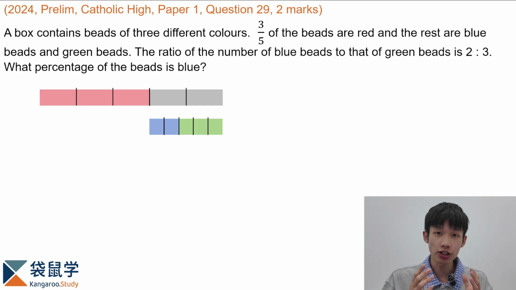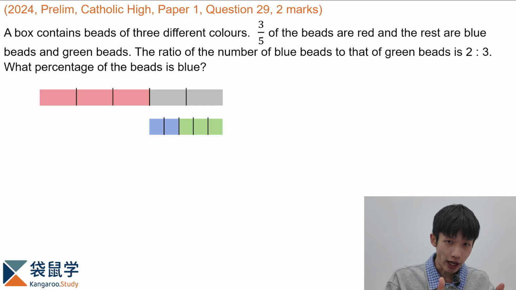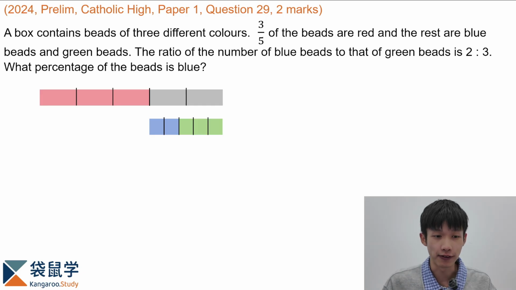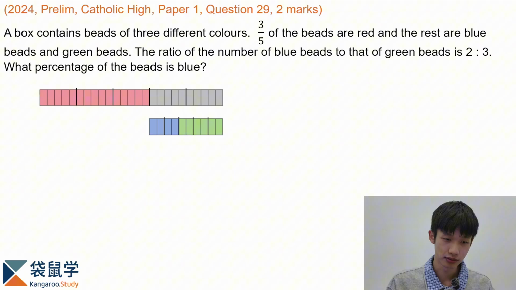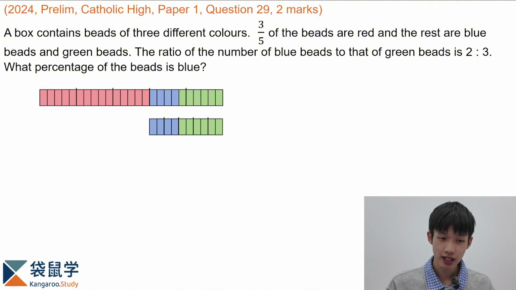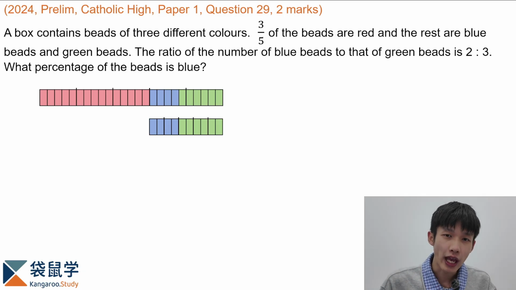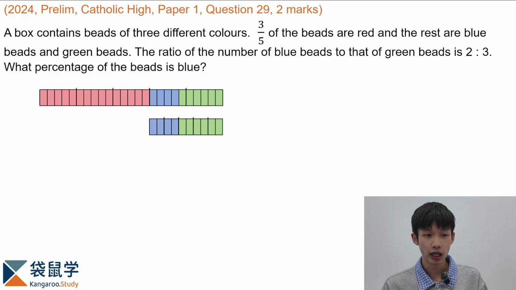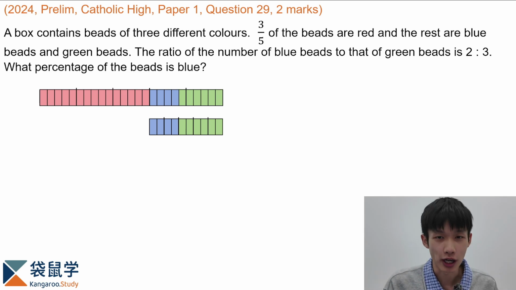So in this case, we can separate into how many units? 10 units. That means the top one, we need to cut each into 5, and the bottom one, each into 2, to unify the units. So that's how we can do it. And then we can find the blue is 4 units and the green is 6 units. But the problem is, how many units do we have in total? Because first we cut into 5 and then 5 again, so in total we have 25 units.